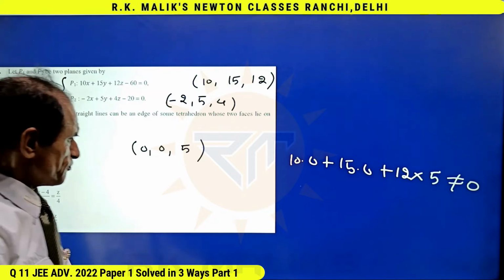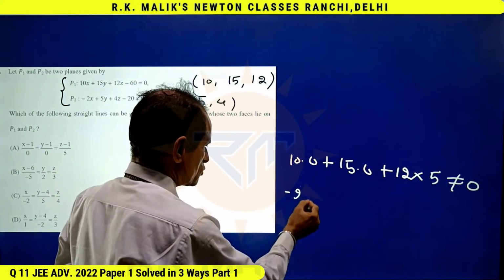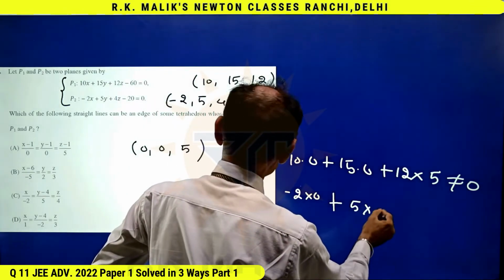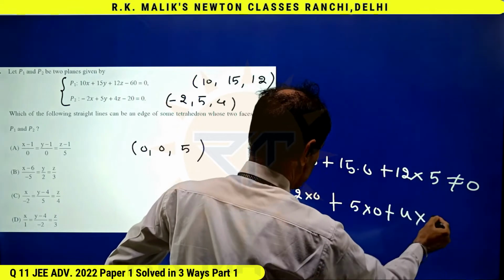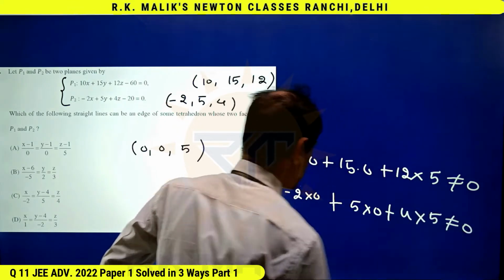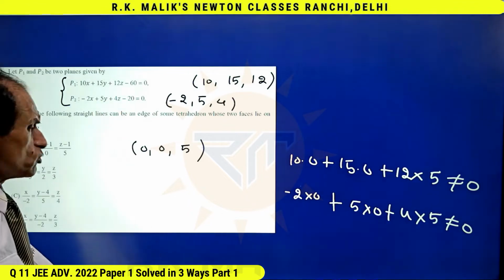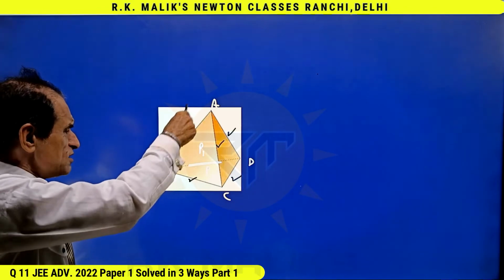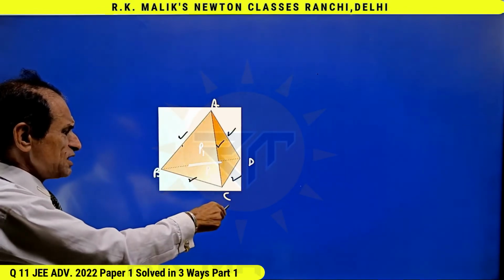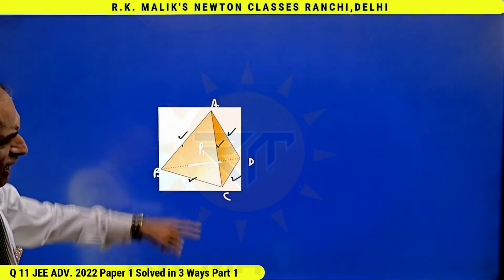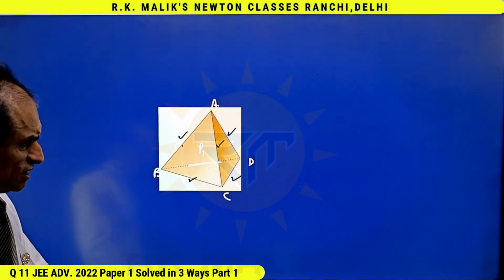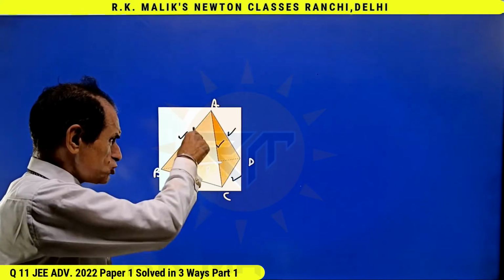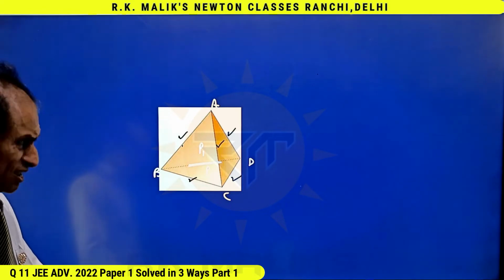And for checking it clearly, -2 into 0 plus 5 into 0 plus 4 into 5, and clearly it is non-zero, hence this line is not parallel to this plane also. That is, this line cannot be of the type of the edge AB, AD, BC or CD, but it can be of the type of the edge AC, but the only condition for that is this line should cut these two planes at two distinct points.